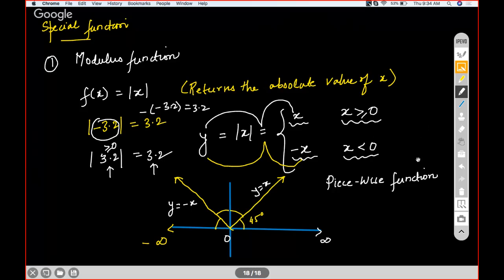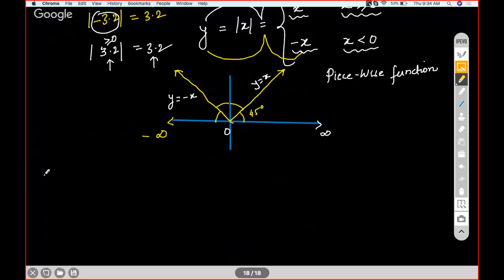And again, all the concepts that we have talked about, transformations, will be valid on this as well. So if I ask you, plot the graph of y equals mod of x minus 2. If it's mod of x minus 2, then it will shift 2 units to the right. So the point where it touches the x-axis will be at x equals 2.